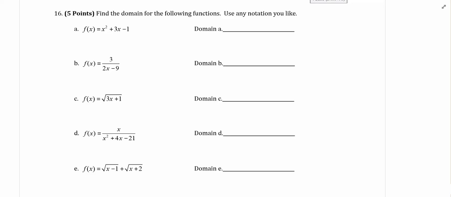In problem 16, they want us to find the domain for each of these individual functions. For part A, everyone should realize that this is a quadratic, so the domain of this is just going to be all real numbers.